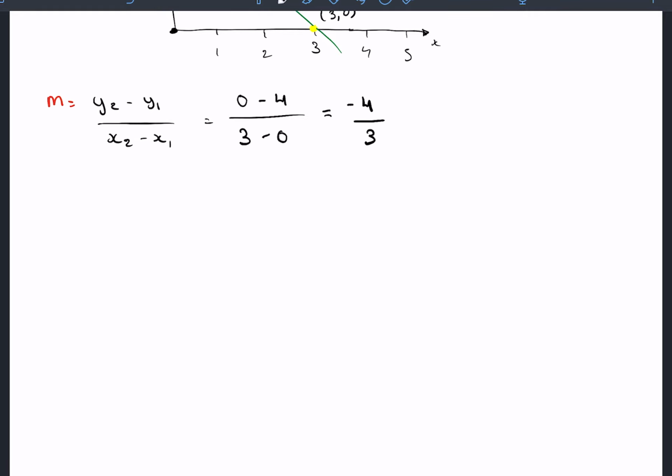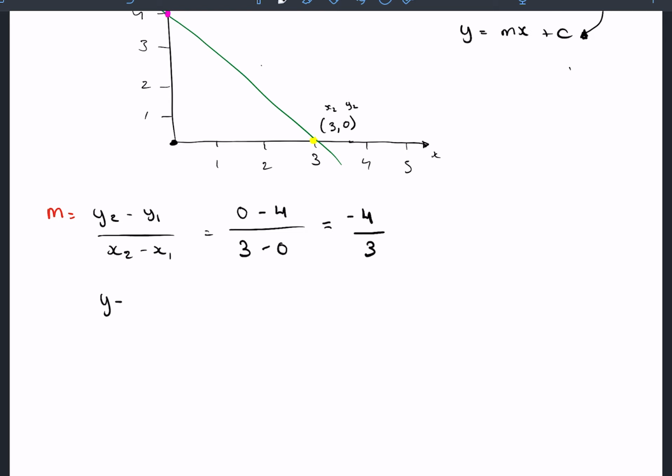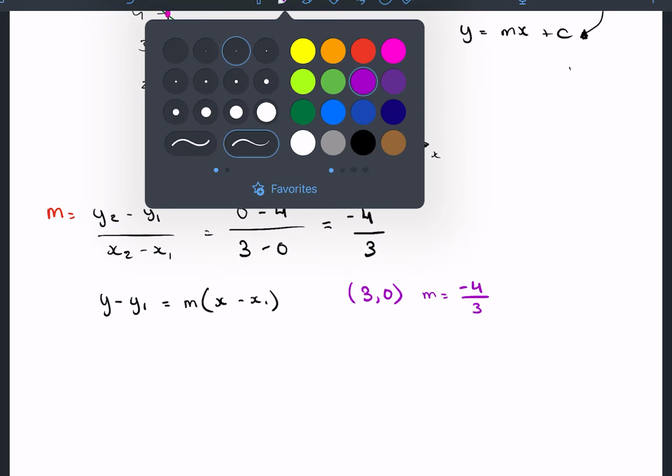So y minus y1 is equal to m, remember the multiplication is implied, times x minus x1, and we're going to use the x-intercept. In this case, the point we're going to use is 3, 0. This is the point. Let me just write this in a different color so you guys can see it better. Our point that we're going to use is 3, 0, and our gradient, we established m is equal to negative 4 over 3. So now we're going to plug in such values.